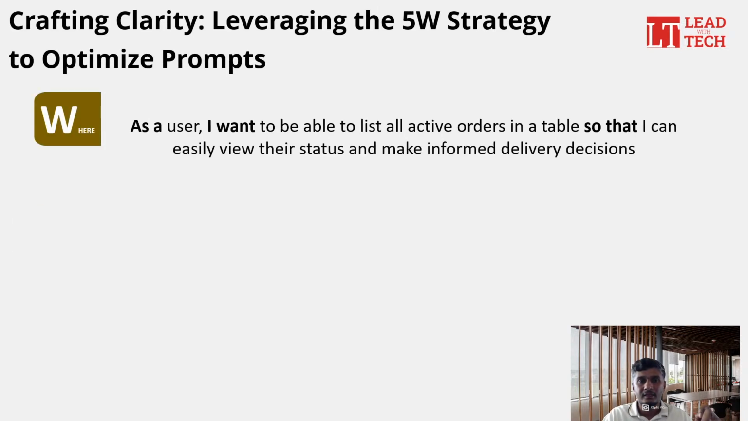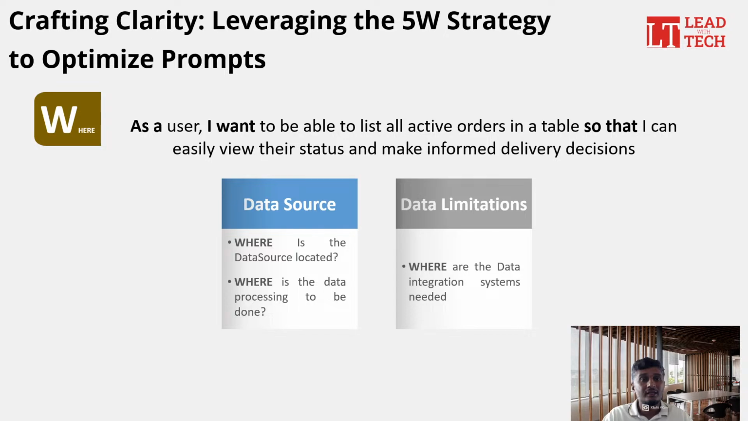Next is the where part, right? Where, we discussed, is the data source and the data flow, right? So where is the data? Accordingly your prompt and your context will change. What are the data limitations, right?